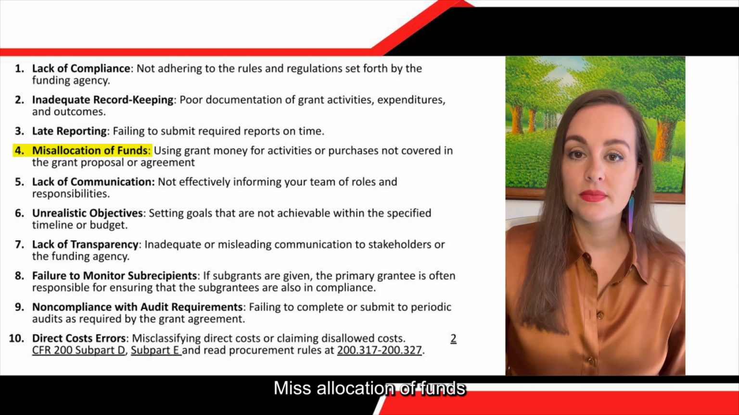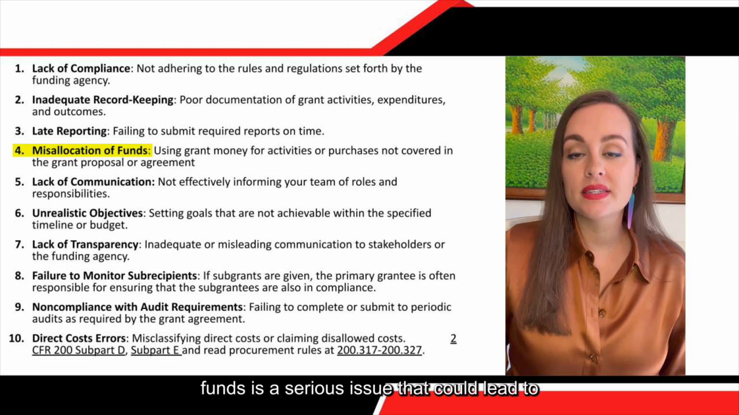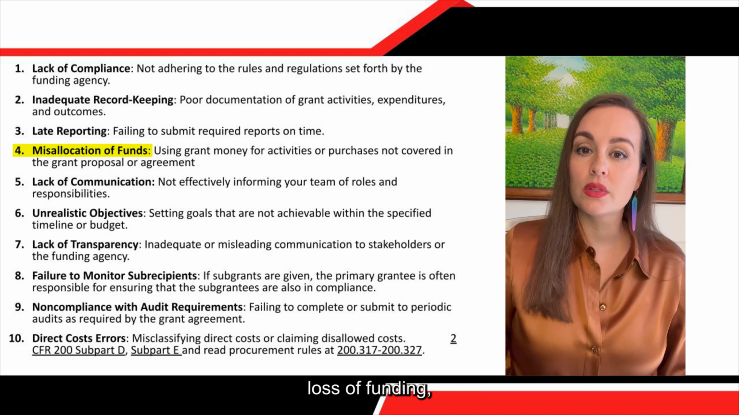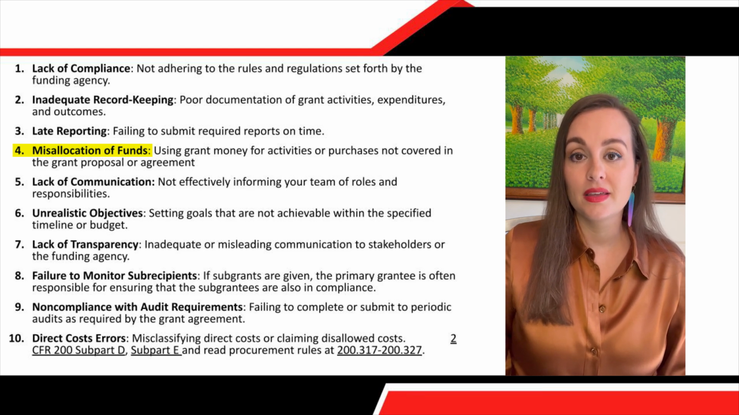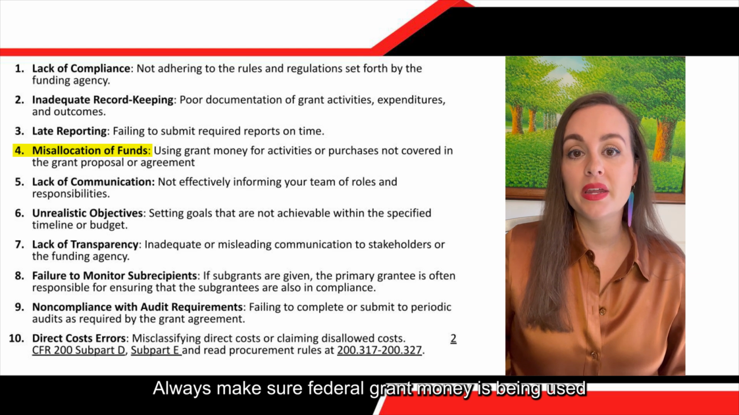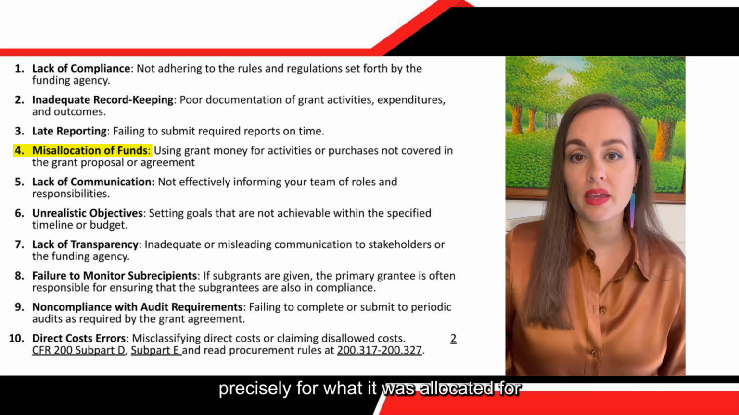Point number 4, misallocation of funds. Misallocation of funds is a serious issue that could lead to loss of funding, paybacks of general funds to the agency, or worse, legal actions. Always make sure federal grant money is being used precisely for what it was allocated for in the grant agreement.